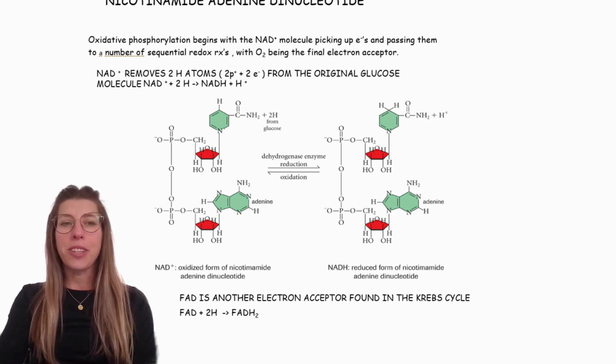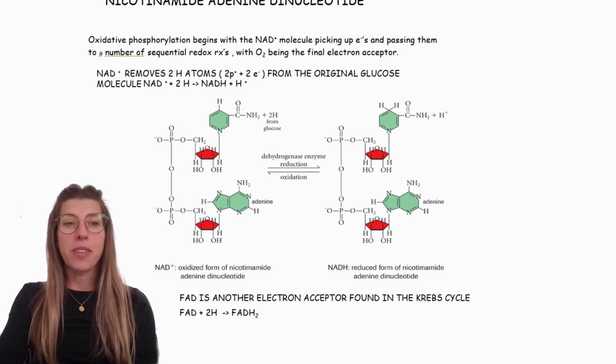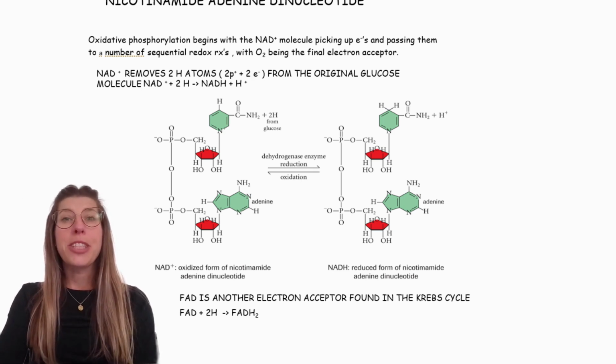So let's talk about NAD. So long form is nicotinamide adenine dinucleotide. Now, oxidative phosphorylation begins with the NAD plus molecule picking up electrons and passing them to a number of sequential redox reactions, with oxygen being the final electron acceptor, in which case, when it's finally accepting these electrons that keep bouncing back and forth in the redox reactions, which are often coupled, in the end, there will be an oxygen that finally accepts it, and that's the end of the reaction.